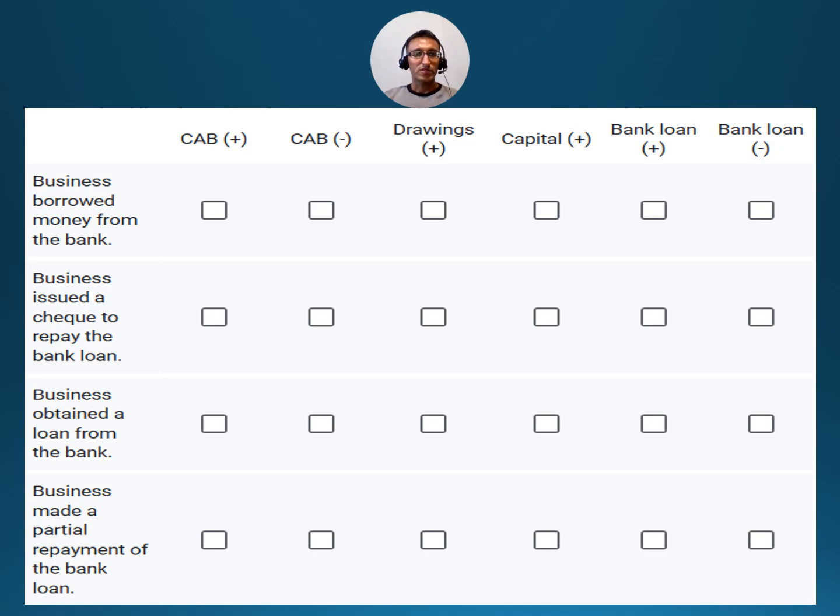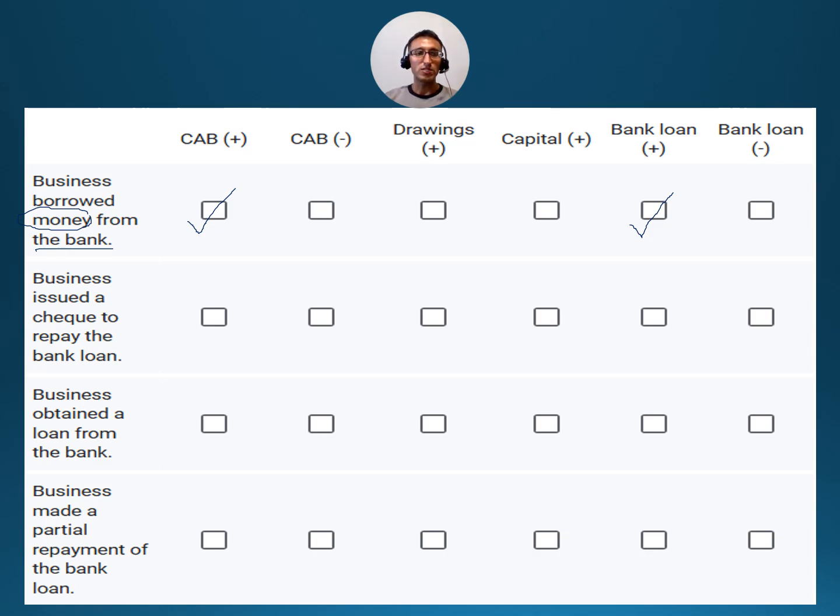In the first transaction on this page, we can see that the business borrowed money from the bank. When the business borrows money from the bank, the business will owe the bank, and therefore the owing to the bank, or the bank loan, increases. Not really mentioned here is what happens to the money. This money will normally be deposited in the business bank account and the business will have more money in the business bank account. Alright, next transaction.